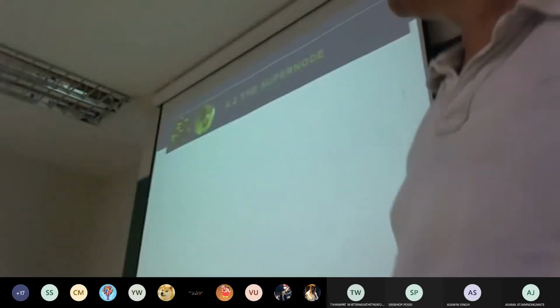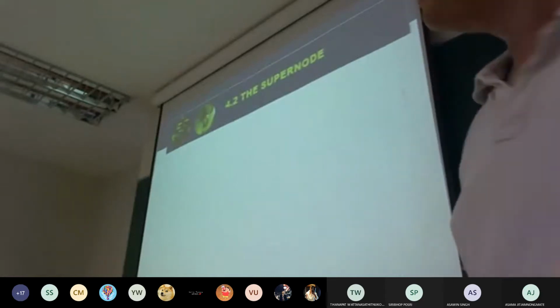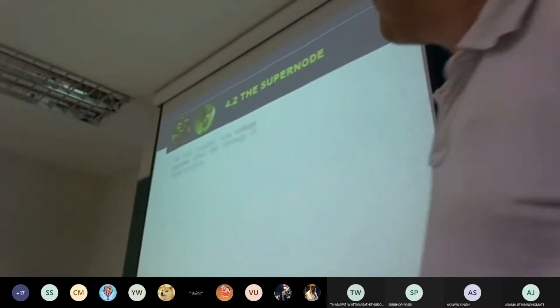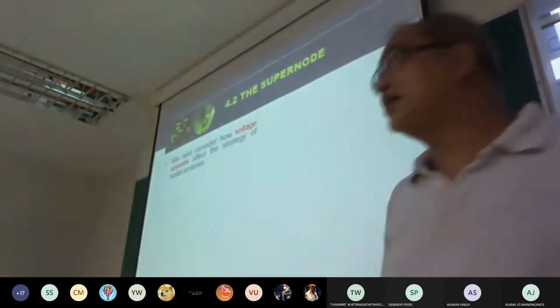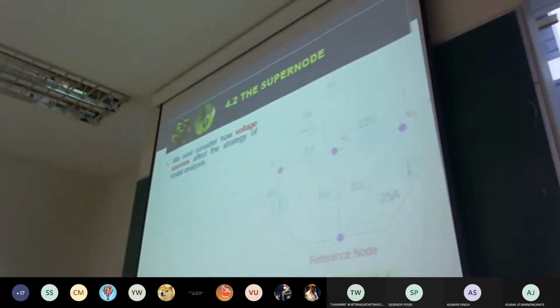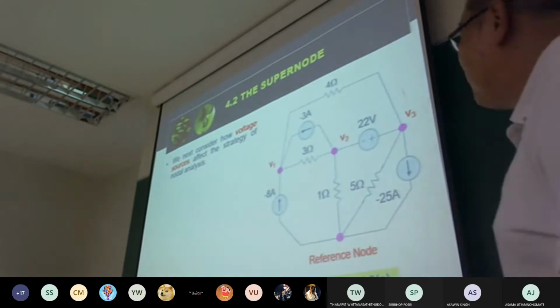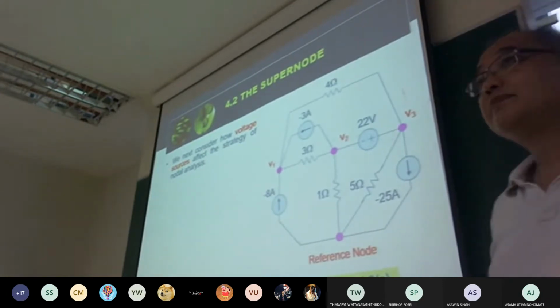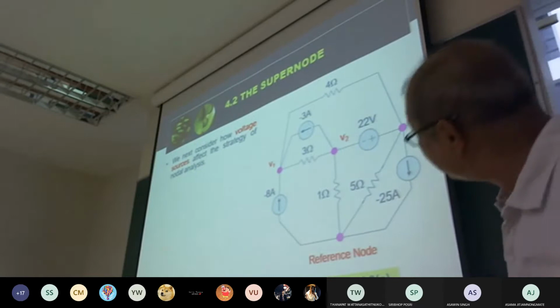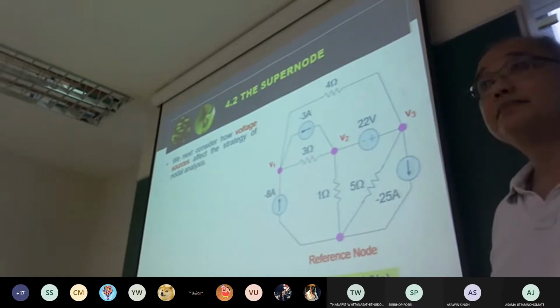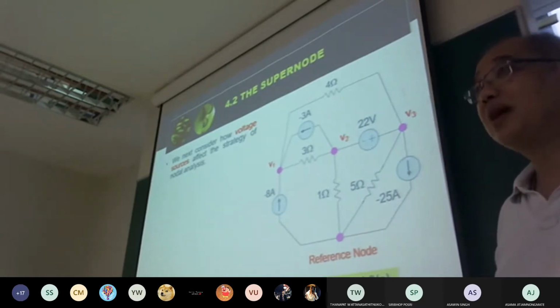The supernode. Next, we will consider how a voltage source affects the nodal analysis. For example, this circuit. How many nodes do we have? 4 nodes, right? How many sources do we have? We have 4 sources. How many current sources? 3. We have 1 voltage source, right?